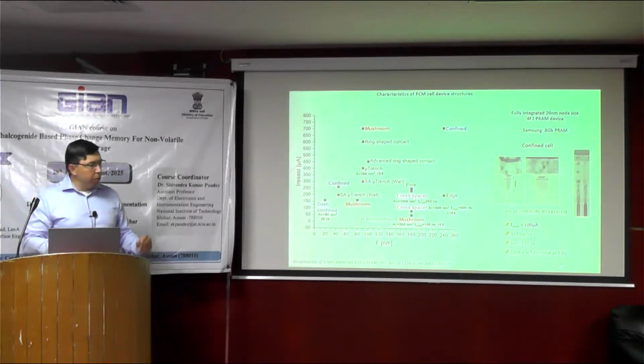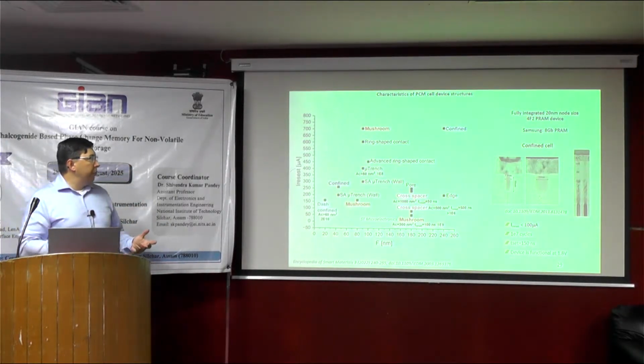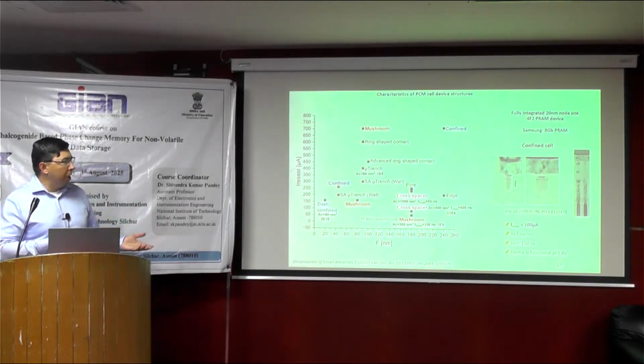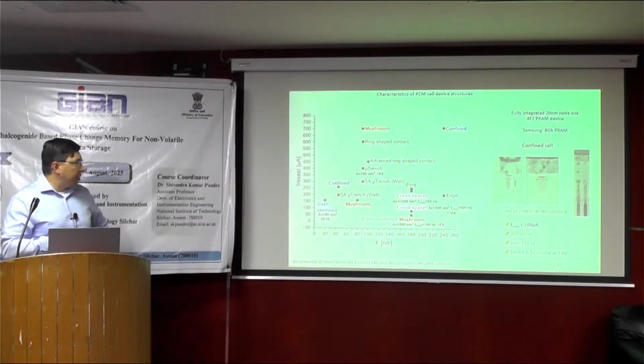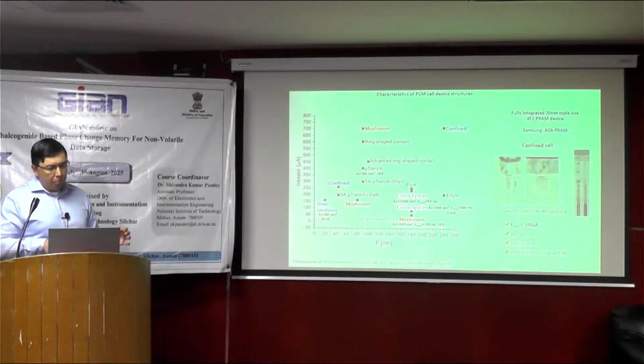So now let us look at the performance of different cells, if there are differences in the performance between contact minimized, volume minimized, or confined cells. So here I summarized the data for different cells. Here this is the reset current in microamps, and this is the node size. So this is the size of your cell, which can be achieved by lithography.